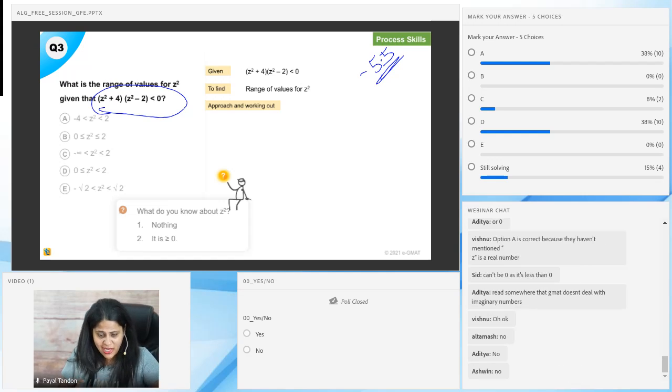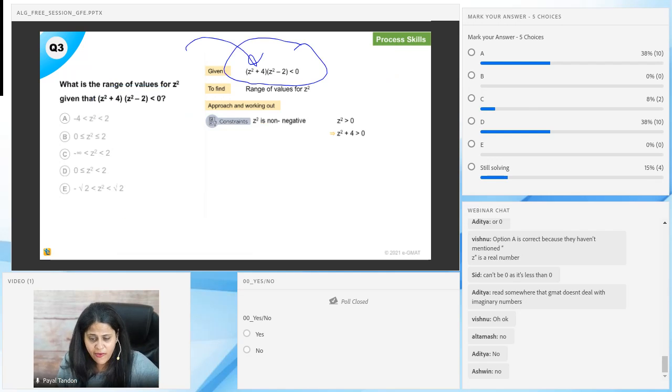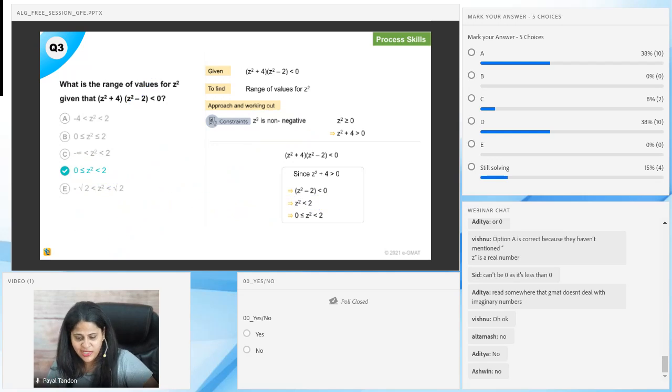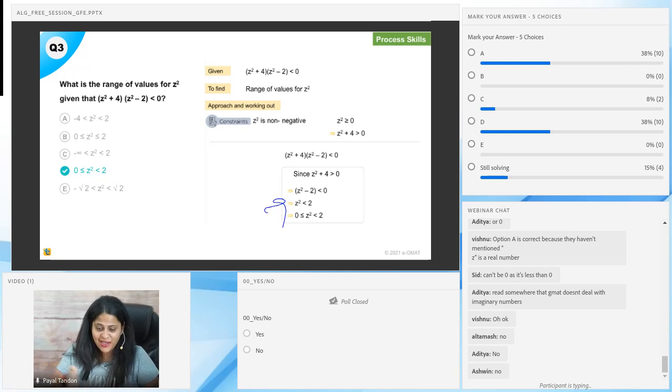Absolutely not, which means that the only way this inequality holds true is if z squared minus 2 is less than 0, which is where you get choice D being the correct answer. Z squared is less than 2, okay? And because z squared is greater than or equal to 0, given the definition of square of a number, you get choice D as the correct answer.